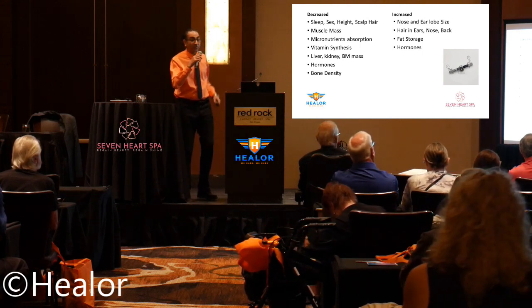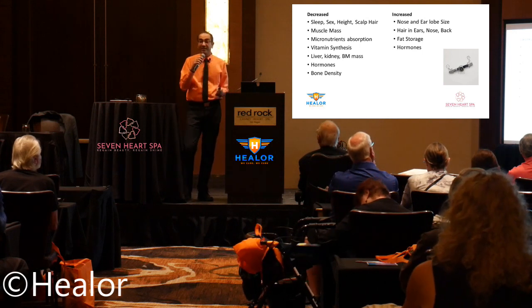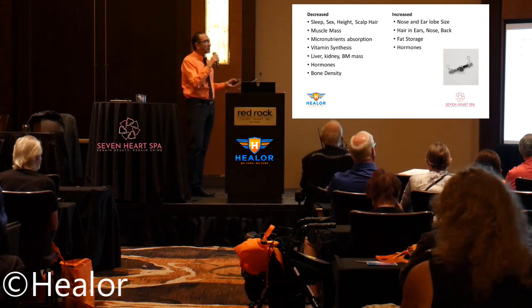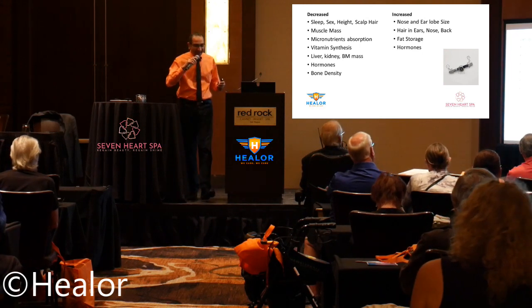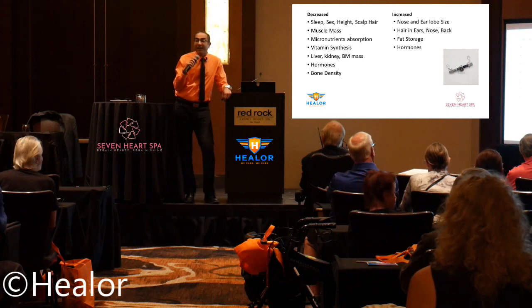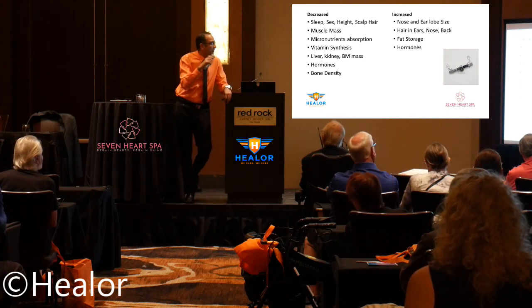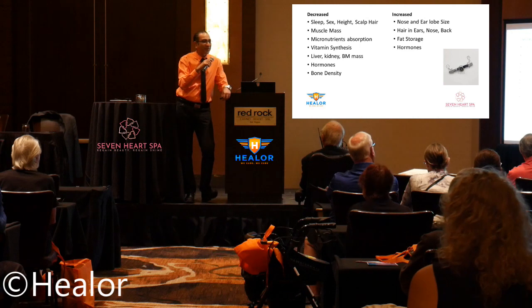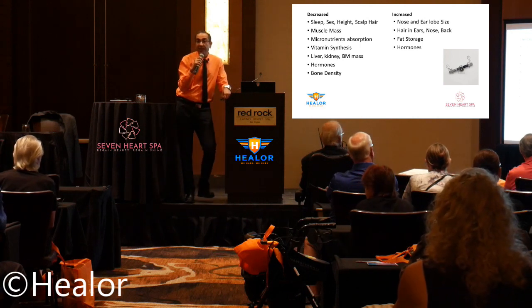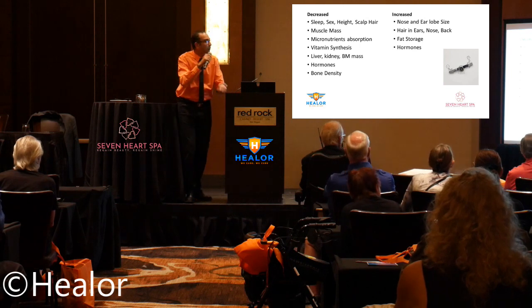And of course, unfortunately, as we lose our height, certain things actually increase in size, the ones that we don't want, right? So our noses get bigger, and our ears get a little bit bigger. We lose the hair on our scalp, but it grows everywhere else, right? So in our ears, of course, nose, and on the back, we have a redistribution of fat. So fat appears in weird places where we don't want it.